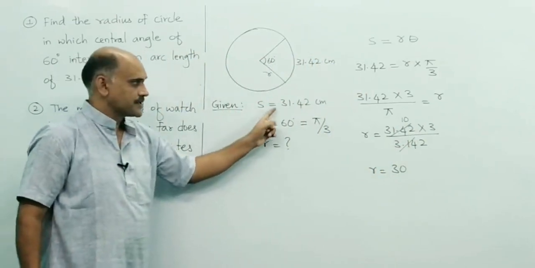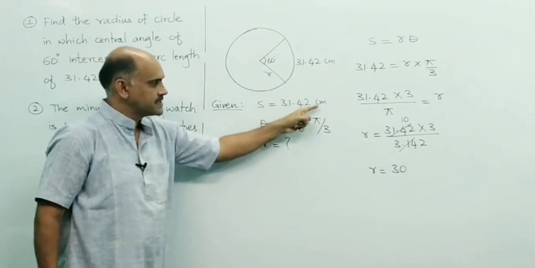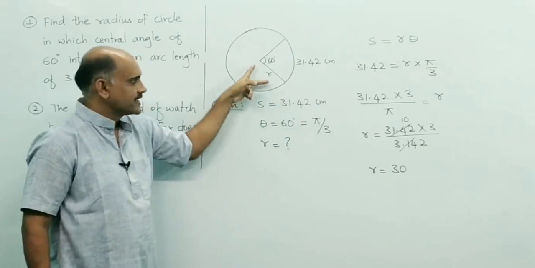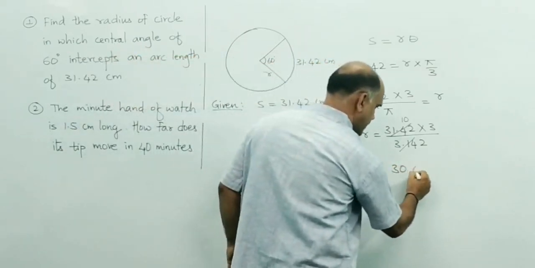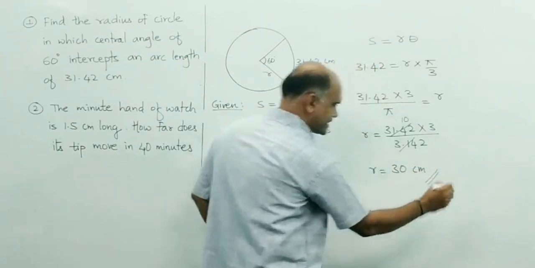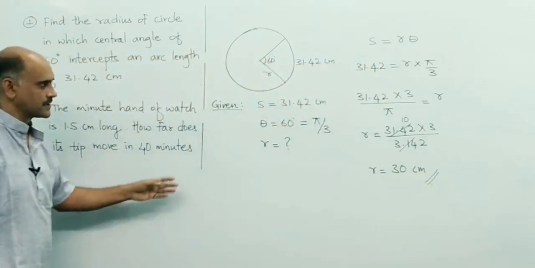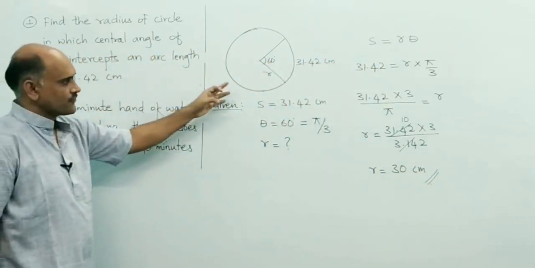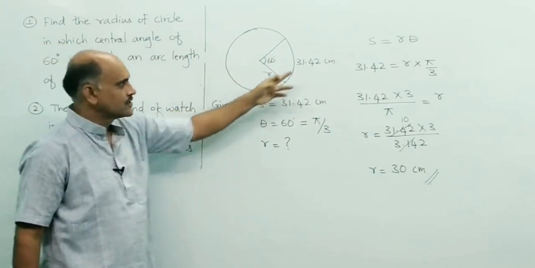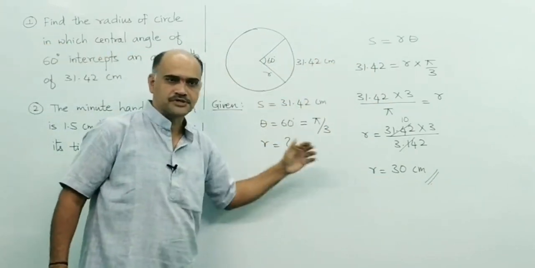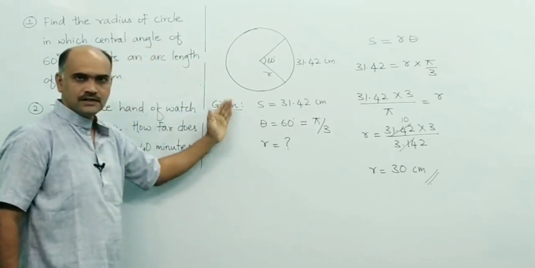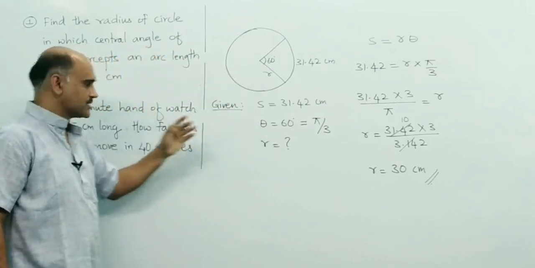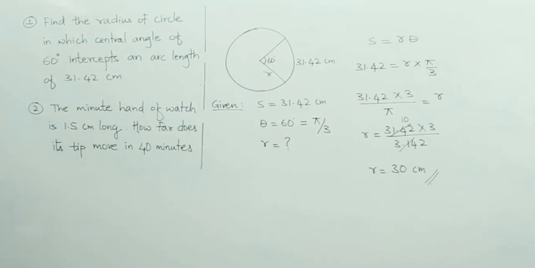Compulsorily you should write units. So length he is measuring in centimeter. Radius is also length. So radius is 30 centimeters. Clear, students? So first write given, use formula and substitute, and you will have the answer. So again you can pause, solve this problem, then we will go for the second one.